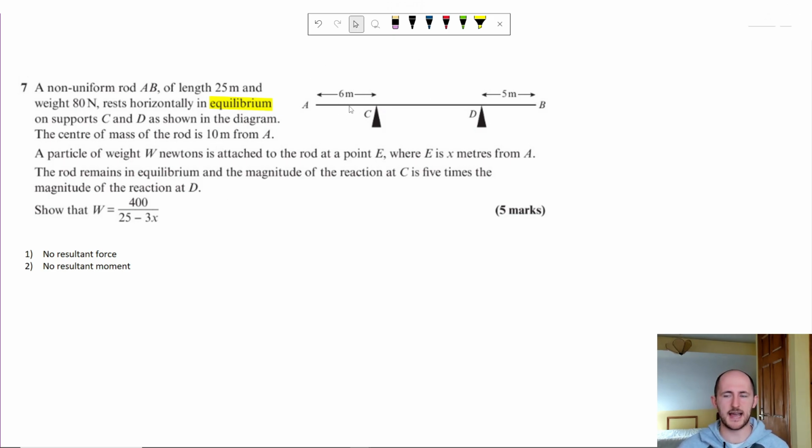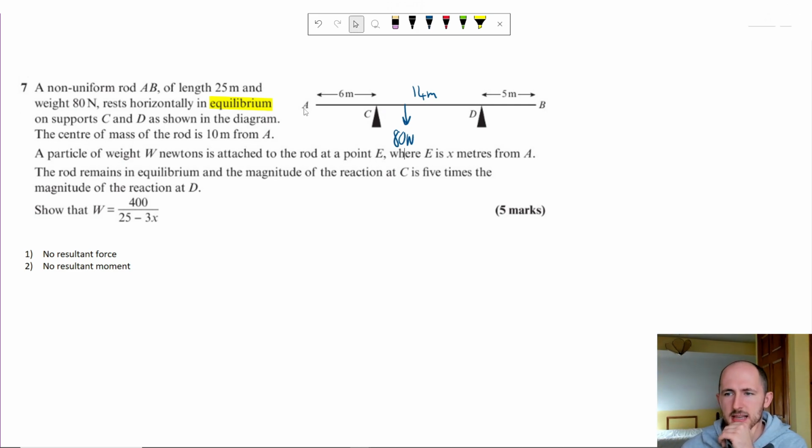Here's what I'm going to do. I like to annotate my diagrams. So if the total length is 25, well, we have 6 plus 5, that's 11. So that means the middle bit must be 25 minus 11, must be 14 meters. It then tells me the centre of mass is 10 meters from A, so it's probably going to be somewhere over here, which is going to be 80 newtons. Remember, the centre of mass is where the weight is said to be taken from.